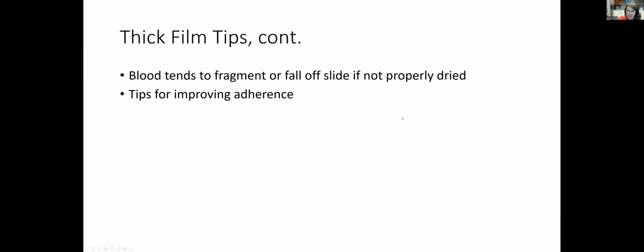Now, some problems with the thick film. Because it's so thick, the blood will often fragment or just fall and slide right off the slide if not properly dried. Some people will let it dry overnight. Now, obviously, that's a problem because this is your most sensitive film and you don't want to have to wait until the next day to review it. So we have some tips for improving the adherence that I think will be useful. First, your slides need to be clean. If you're reusing slides, that's not usually done in North America.